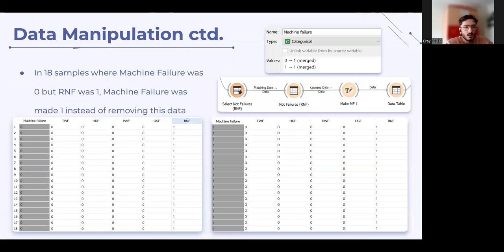Next slide, please. In 18 samples where machine failure was 0 but random failure was 1, we made the machine failure 1 instead of removing the data. Next slide, please.